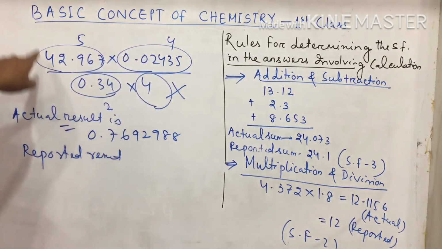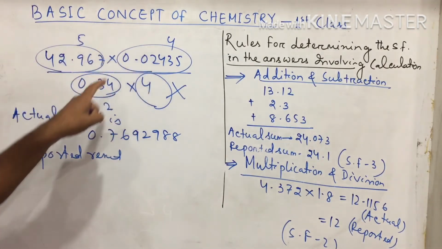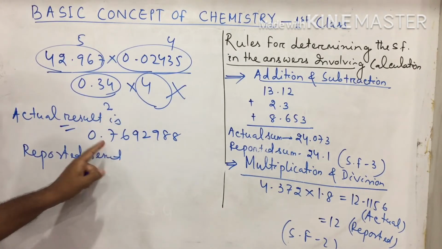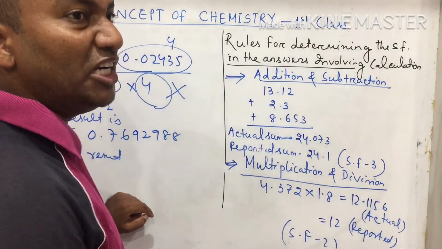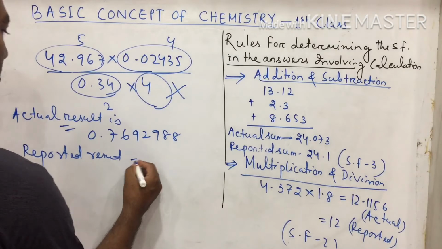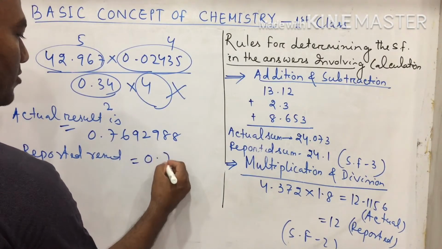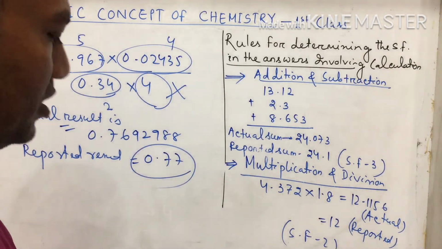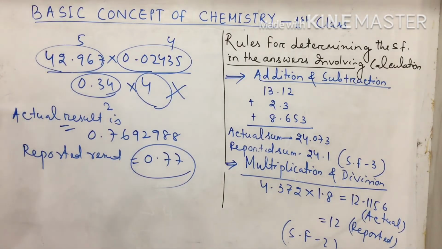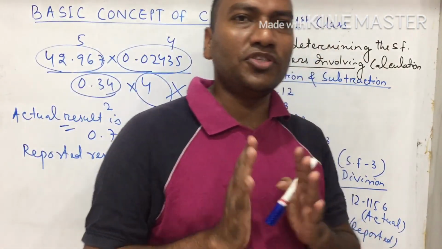But what will be our reported result according to significant figures? Out of these, which is the lowest? 5, 4, 2, so 2. We have to round this number to 2 digits. It will be 7, 6, 9. The 9 here means it will be increased by 1. So the reported multiplication value is 0.077. Clear now? These are the meaning of significant figures.